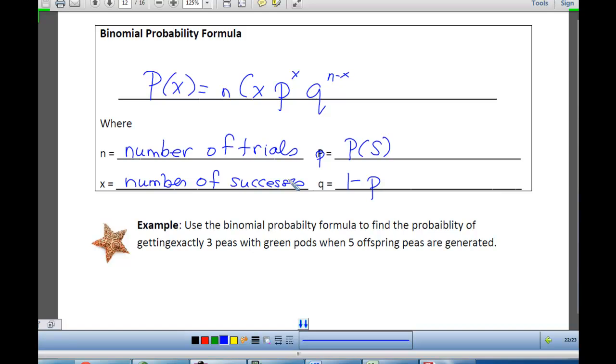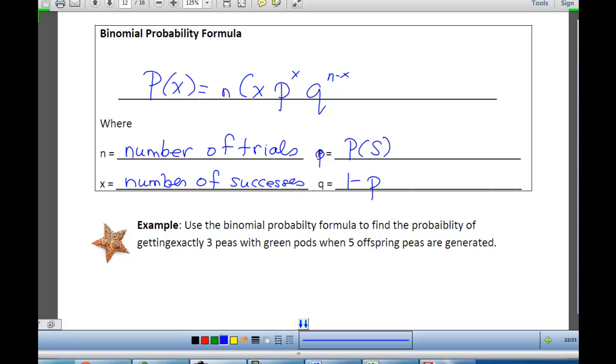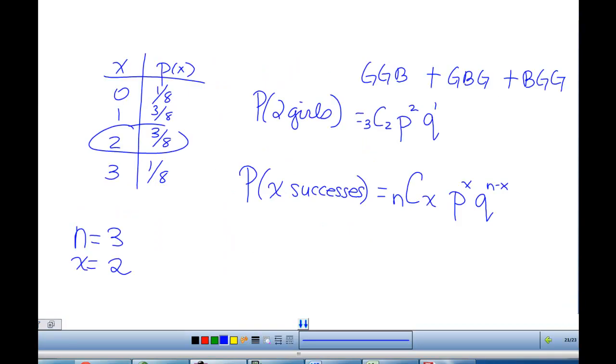All right, so use the binomial probability formula. Even before we do this one, let's back up one more time to our example about the girls and the boys. That's something else from another class. So if we're interested in the probability of getting exactly 2 girls, then it would be 3 choose 2.